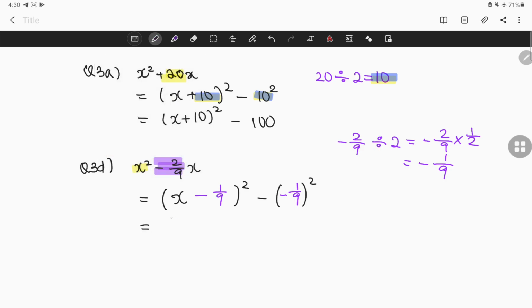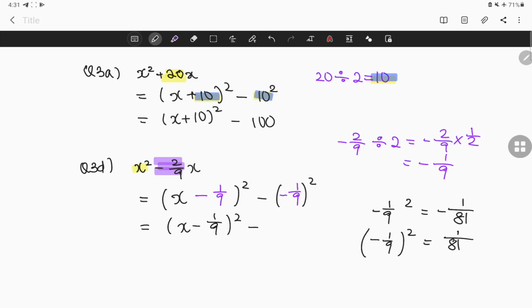And then this would then be equal to x minus 1 over 9 squared minus. So when you key into your calculator, make sure that you have the brackets, because if it's just minus 1 over 9 squared, what you get is actually negative 1 over 81. However, if you have negative 1 over 9 the whole thing squared, key this into your calculator, you'll get positive 1 over 81. So the brackets are very important because it will show whether it is positive or negative.